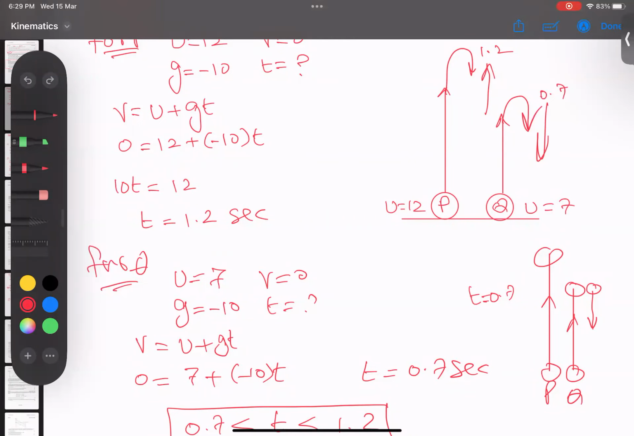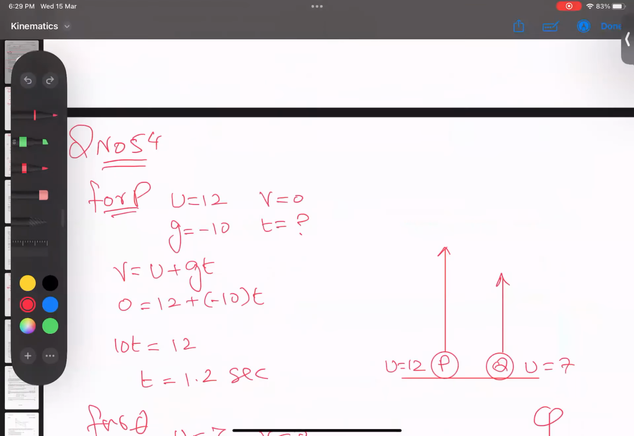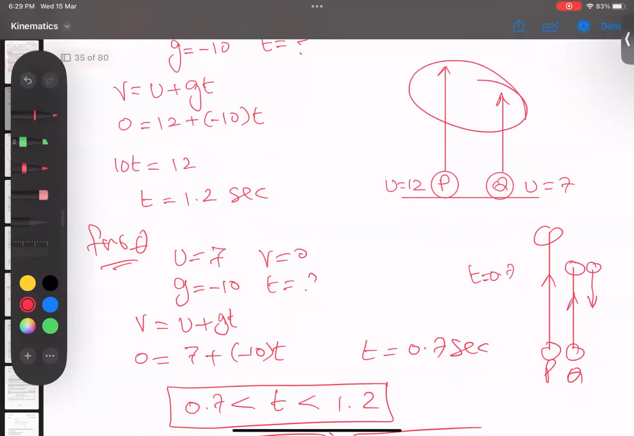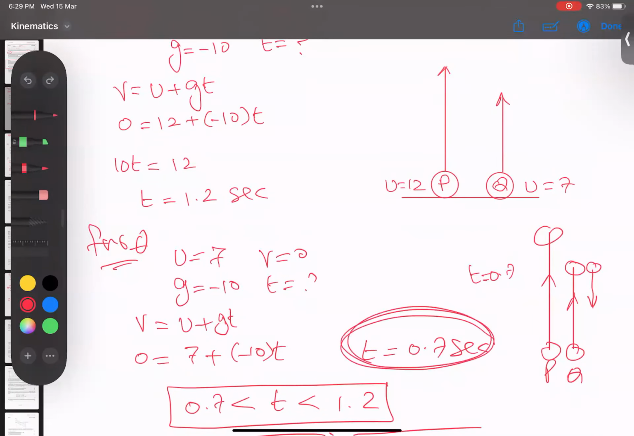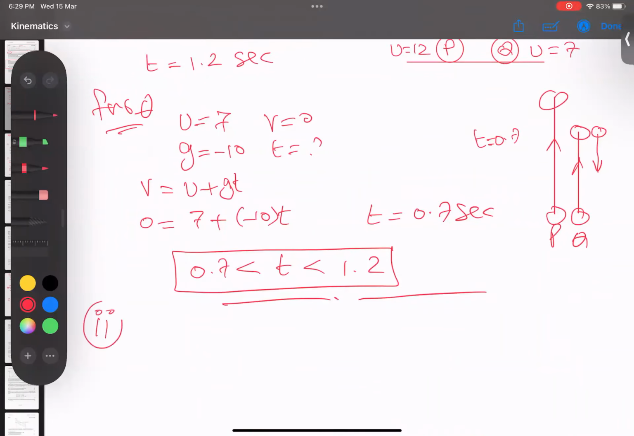The condition is that they must move in opposite directions, which is only possible after the start. In the beginning they are moving upward, they start moving in opposite directions when time reaches 0.7, and after P reaches the top, the particles again move in the same direction, both traveling downwards. So stopwatch on here, stopwatch off here. I hope the point is very, very clear.